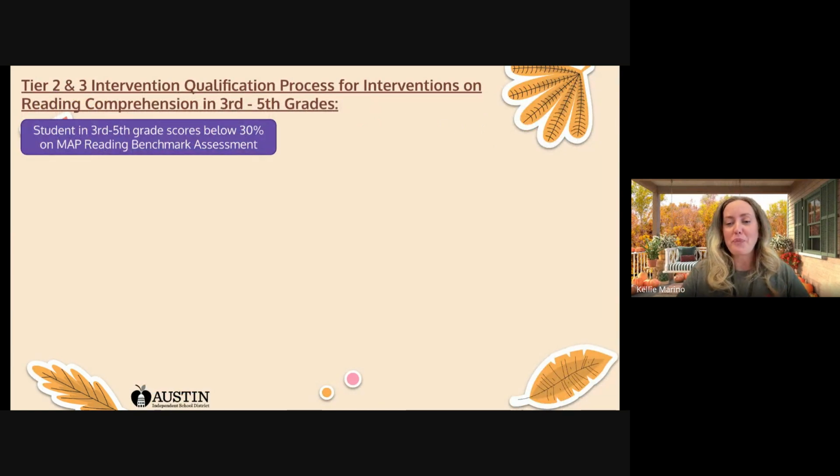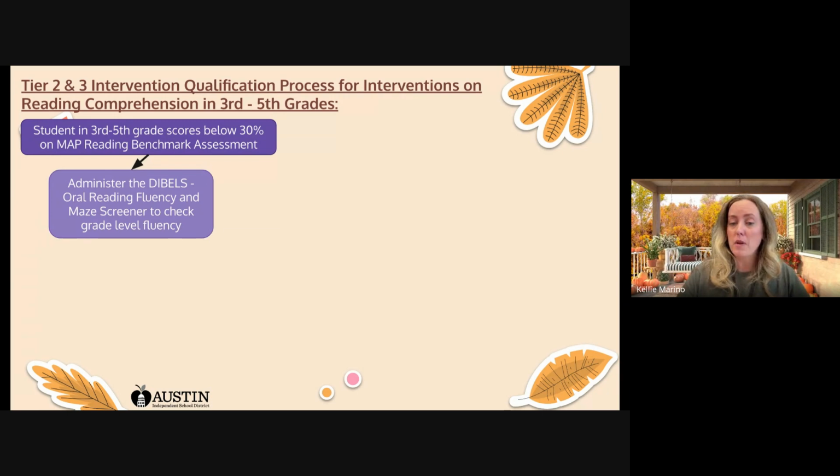So how do we do that? We're going to walk through an English example, or the English flowcharts first. Then we're going to focus on the Spanish flowcharts. So one language at a time, just to keep things simple. If I have a student in 3rd through 5th grade who scores below 30% on the MAP reading benchmark assessment, that will automatically flag them. And I'm going to have a child study meeting. In that child study meeting, we can decide, you know what, we want more information on this student to see if we're going to do tier 2 or tier 3 intervention.